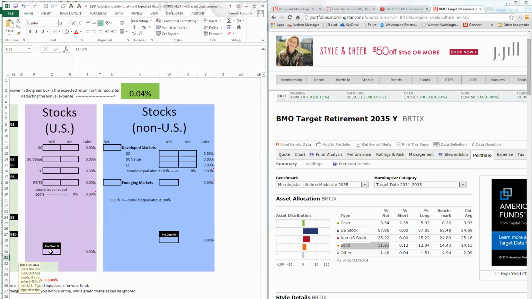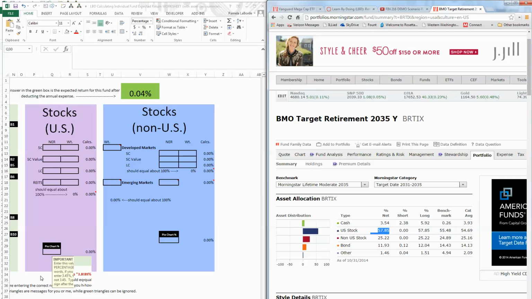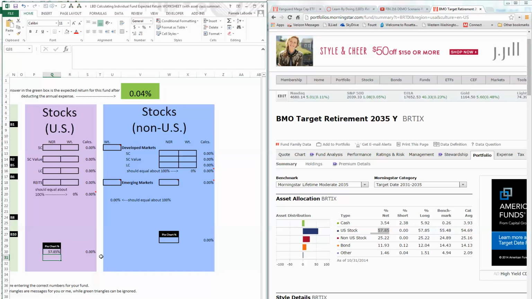Then I need to enter my pie chart percent for U.S. stocks, so that's 57.85. And my pie chart percent for non-U.S. stocks, which is 25.22.